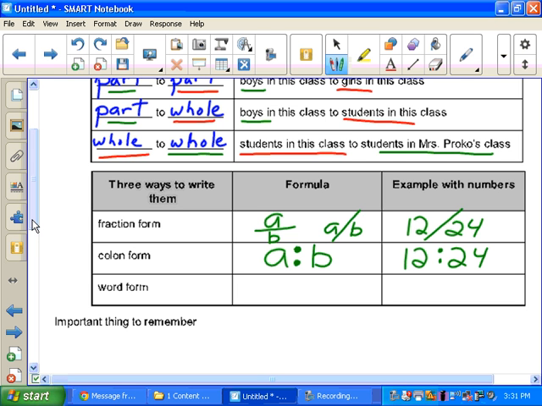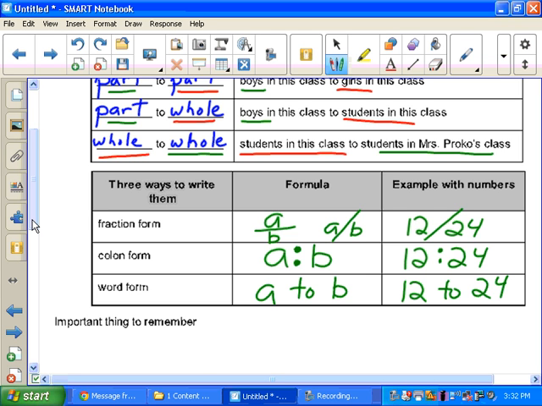And the third method is word form, and that's where you just write it out the way it's read. The whole time I've been saying A to B, whether I wrote it as a fraction or a colon, I could write it A to B. It means the same thing. So I could do my example of apples to oranges as 12 to 24. All three of those ratios mean the exact same thing and represent the exact same set of data, my 12 apples and my 24 oranges.